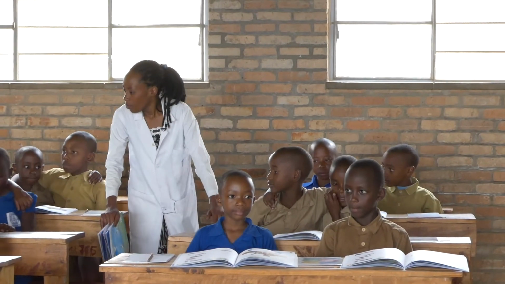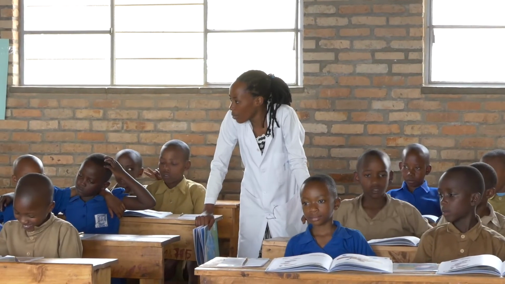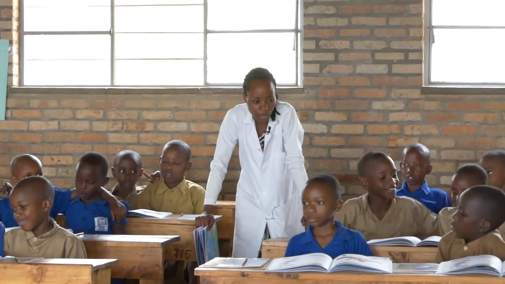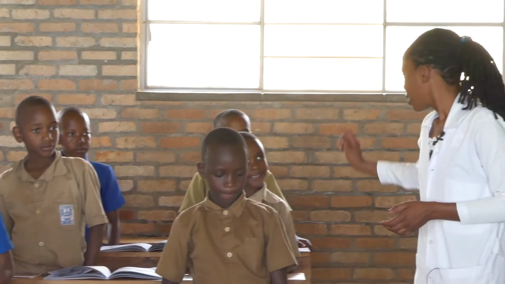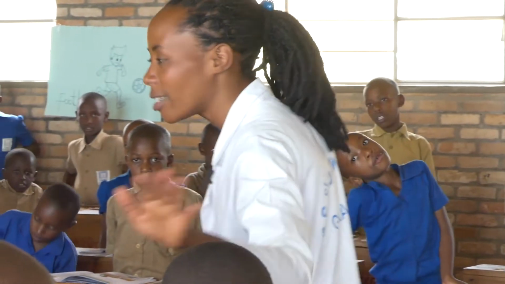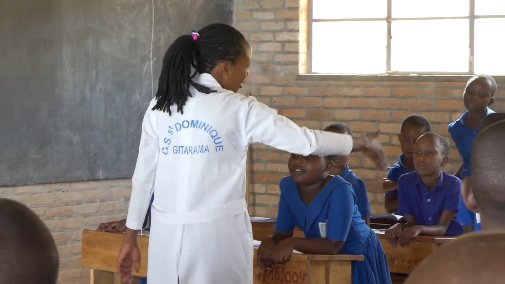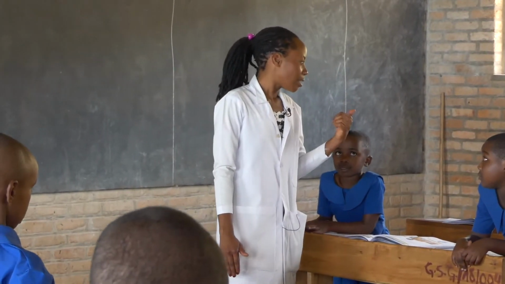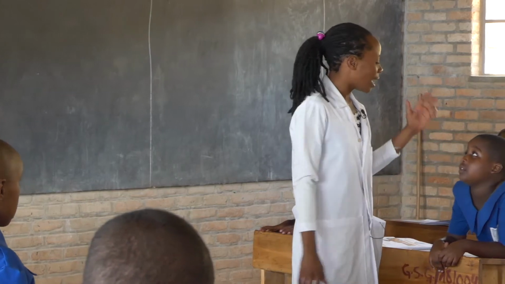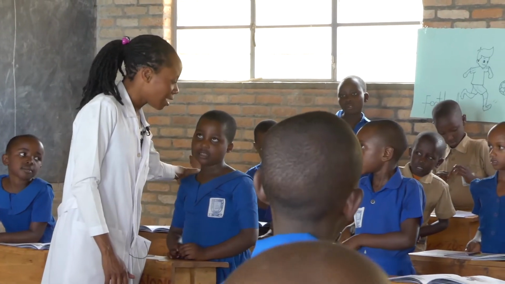Now, one is going to stand and act the action. Another one is going to guess the job. Stand up. Now, this one is A, and this is A. Now, A is going to ask B. A is going to act the action, then B is going to guess the job. Clear?